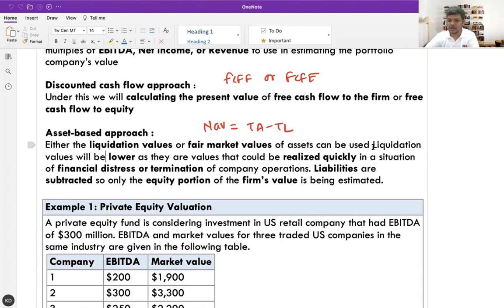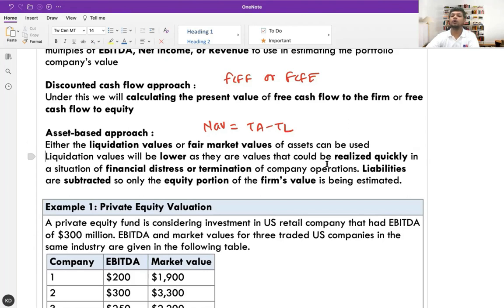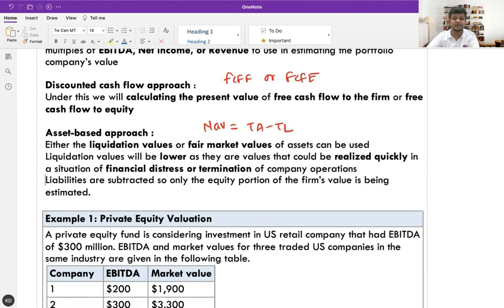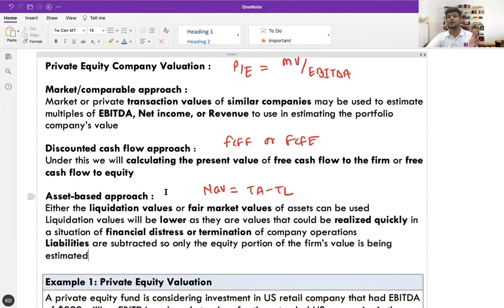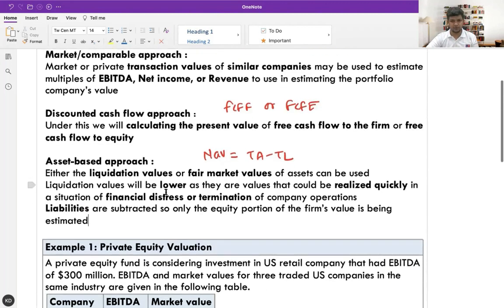Liquidation values will be lower as they are values that could be realized quickly. When is the company going to get liquidated? In a situation of financial distress or termination of the company. And what are we going to do? We are going to subtract the total liabilities from assets, and whatever remaining value is what we call net asset value. Clear? Yes. That is the approach. Now, this is a rarely used approach. It is only used in the case of liquidation. Otherwise, you can rely on the market comparable approach or the discounted cash flow approach.